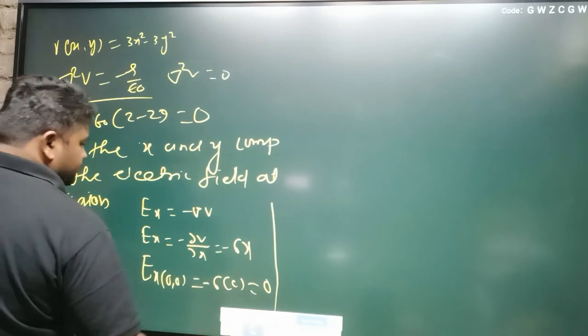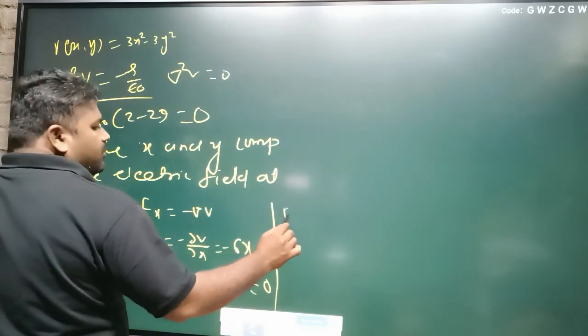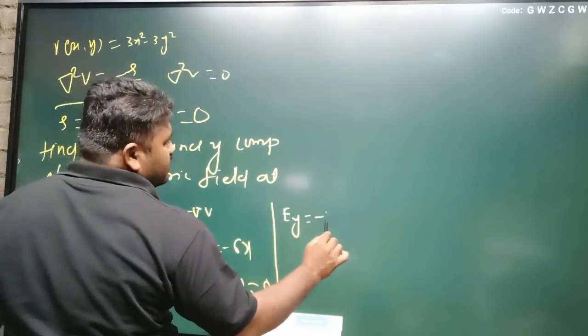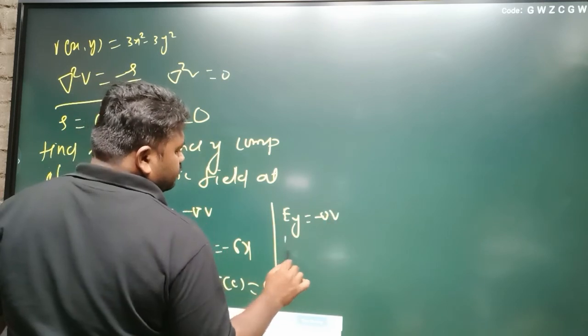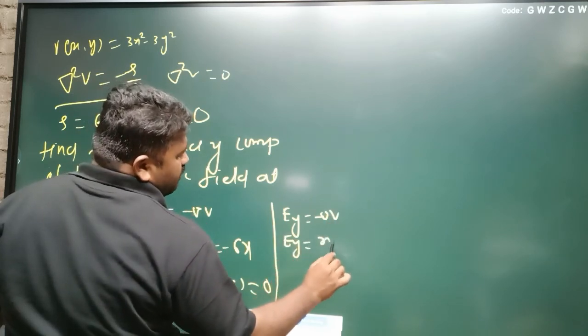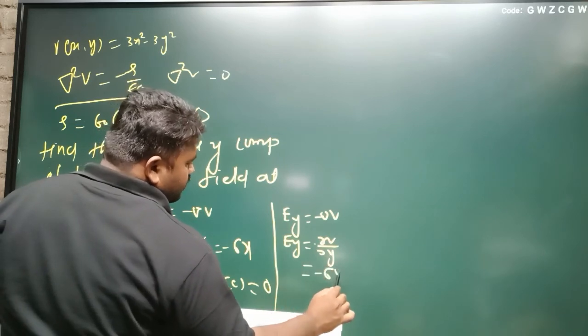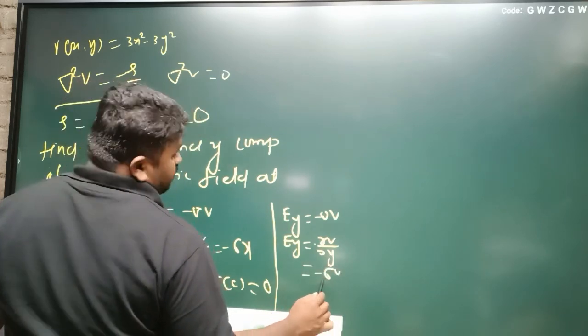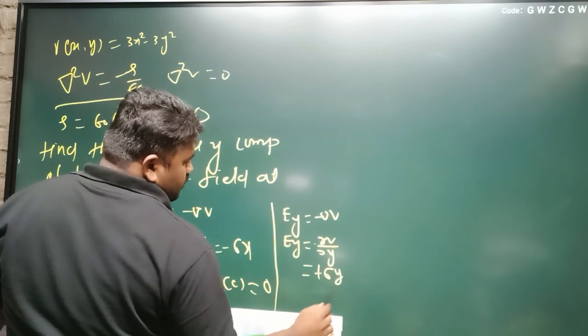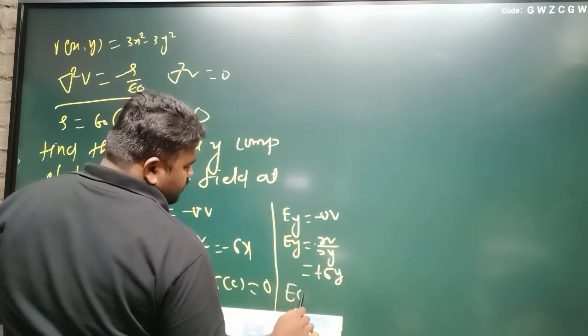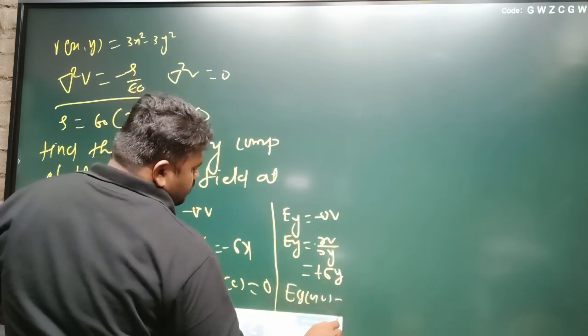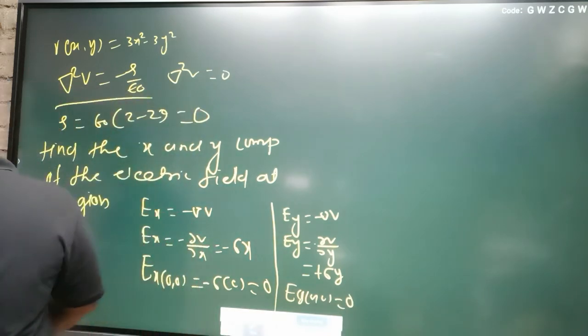Ey is equal to minus del V upon del y, which is plus 6y. At the origin, Ey is equal to 0. So both components are 0. Got it? Next.